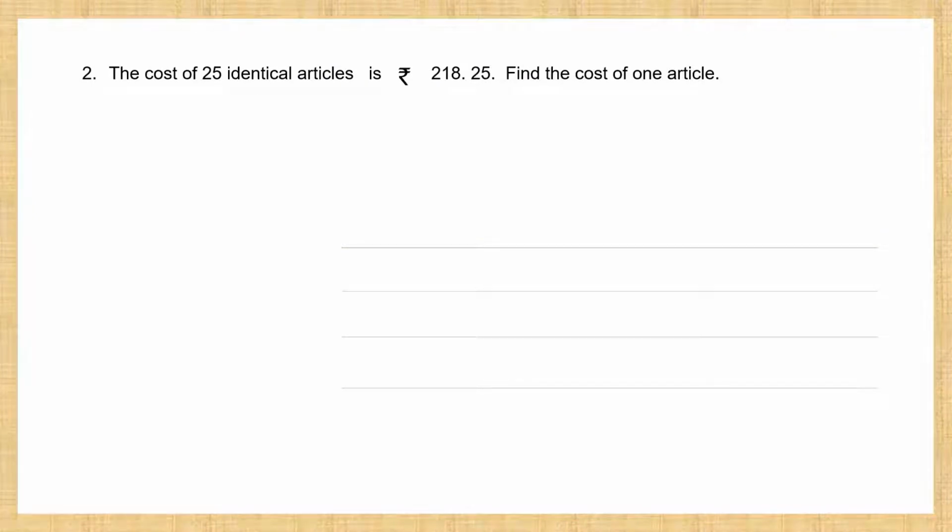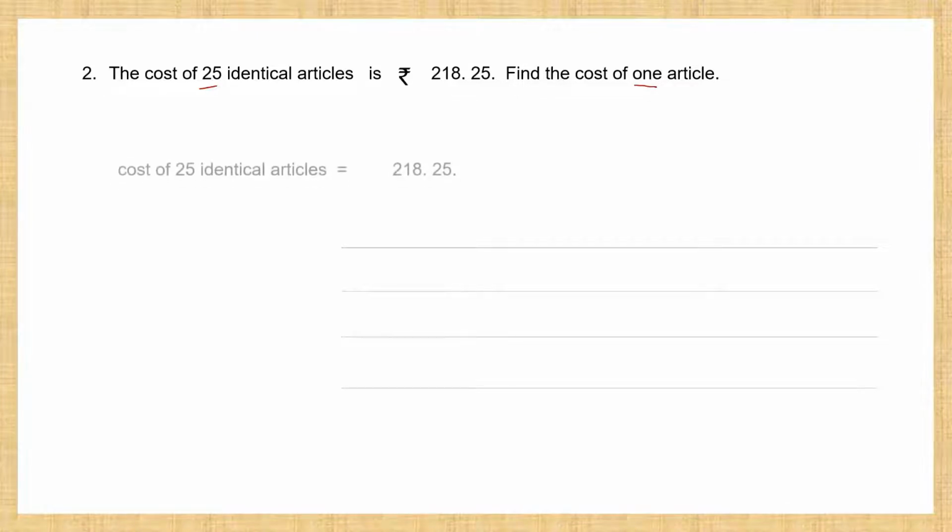Question 2. The cost of 25 identical articles is rupees 218 and 25 paise. Find the cost of one article. So there are 25 identical articles and the cost is given. We have to find the cost of one. So here 25 is given, find one. So whenever you're given the cost of many and asked to find the cost of one, it is division.